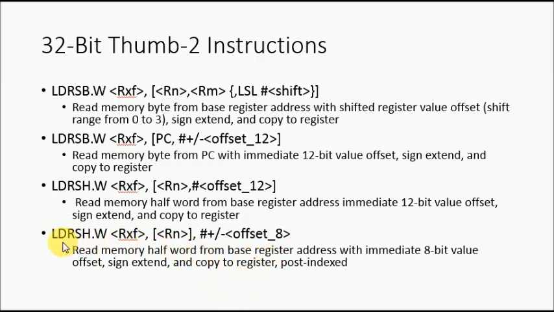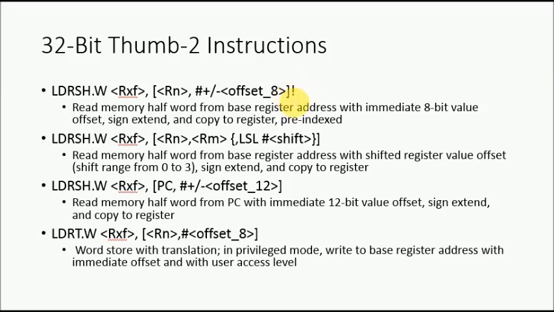LDRSH.W RxF, Rn, #+/-offset 8. So the offset will be added into Rn with this sign and the physical address is calculated, and the data available at that physical address will be transferred to the register RxF. Now this instruction is the post-indexed instruction. Similarly, the pre-indexed instruction is also available: LDRSH.W RxF, Rn, #+/-offset 8 with the pre-indexing method. This instruction transfers the half word, that is 16-bit, from memory to the register RxF.